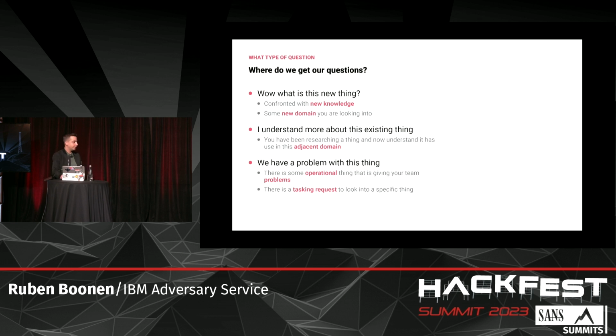And then the last thing is something has gone wrong, which happens frequently. Maybe your team encounters some operational issue and they need a solution for that. Or it doesn't even have to be a problem. Maybe your team encounters this technology sometimes and they want to figure out how does that work? Can we use that somehow to our advantage during red team engagements?